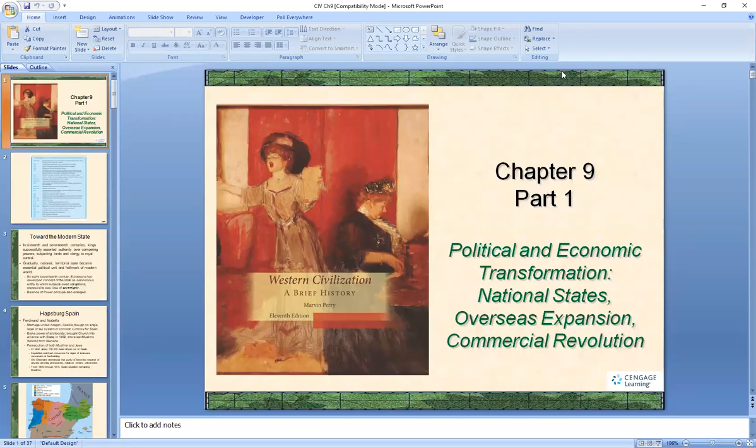Hi, everyone. I realize that the first page of your slide says Chapter 9, Part 1, but I have included Parts 1 and 2 here. We have a total of 37 slides to cover, so I'm going to jump right into it to talk about the political and economic transformation that led to the development of national states, overseas expansion, and commercial revolution.